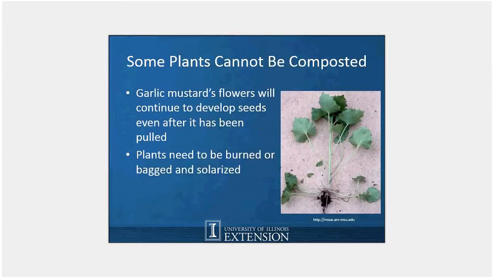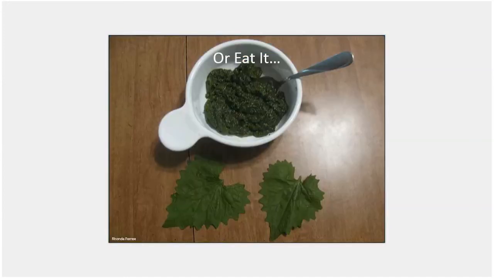Some plants cannot be composted, though. So an example here, garlic mustard, if you pull it and it is flowered, the flower will continue to develop and set seed even after it's been pulled. So in the case of garlic mustard, you really have to either burn it or bag it. They can haul it away to the trash, or you can bag it and solarize it yourself. Or you can do like my friend and colleague Rhonda Faree does, and she makes a wonderful garlic mustard pesto, because it is an edible weed.